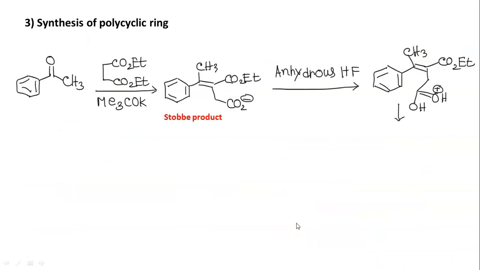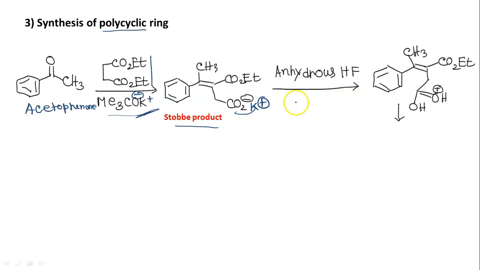Another application we will see, that is the third application, and this is the last application, which is generation of polycyclic ring. So here we have taken acetophenone, the same molecule we have taken for Stobbe reaction, with diethyl succinate and tertiary butoxide base. So we will get the Stobbe product. As we have not used any H+, that is final acidification, it is in salt form, CO2- K+.